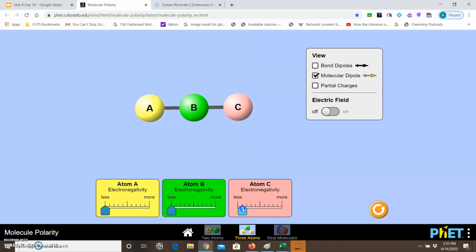All right, so let's take a look at what happens. I'm gradually increasing it. And notice how the molecular dipole is pointing towards atom C. This is the most electronegative atom, so it's going to pull the electrons toward it. All right, so now we have a polar molecule because it has a molecular dipole. It's pointing on that side.